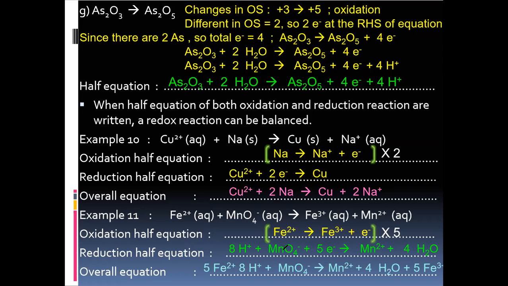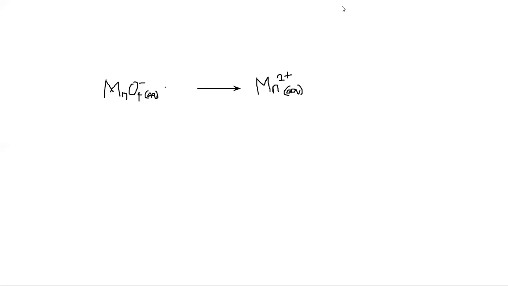So from here, what I have originally is MnO₄⁻ to Mn²⁺. Now I need to first determine the oxidation state of manganese. Let's do this on another plain sheet. All right, so this is what we are supposed to have in our reduction half: MnO₄⁻ to Mn²⁺. How do I know it's reduction?